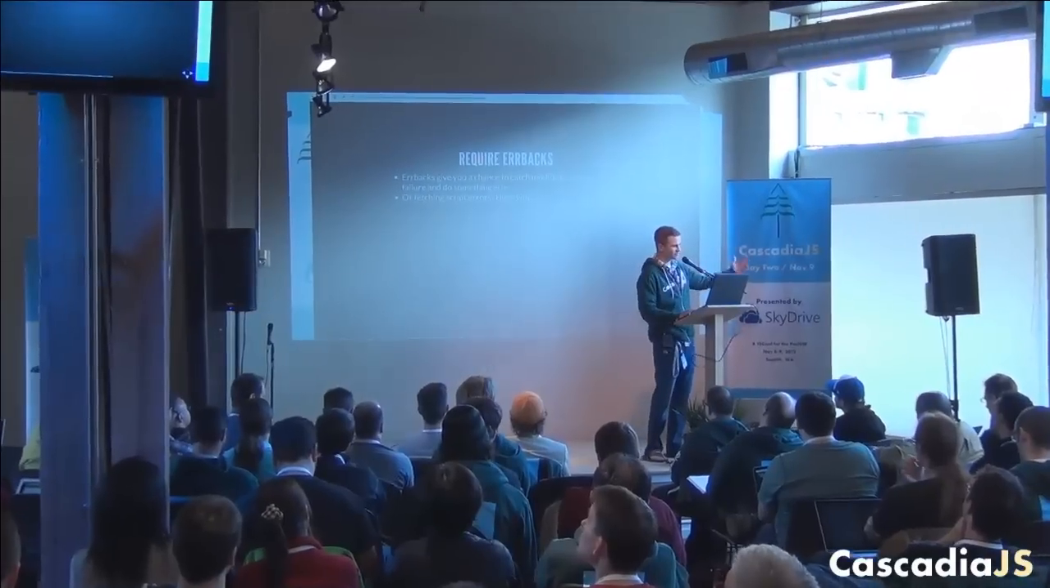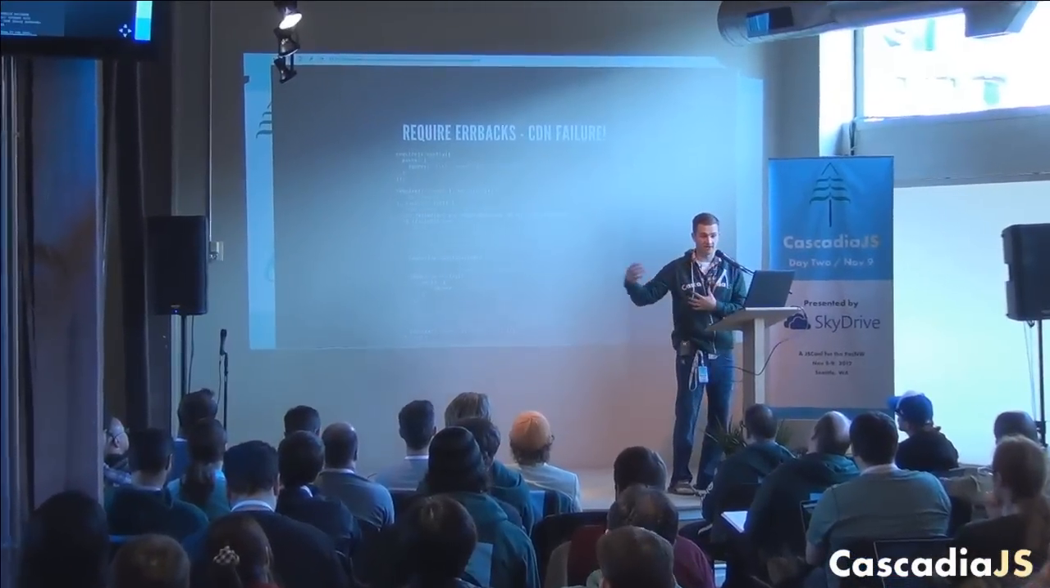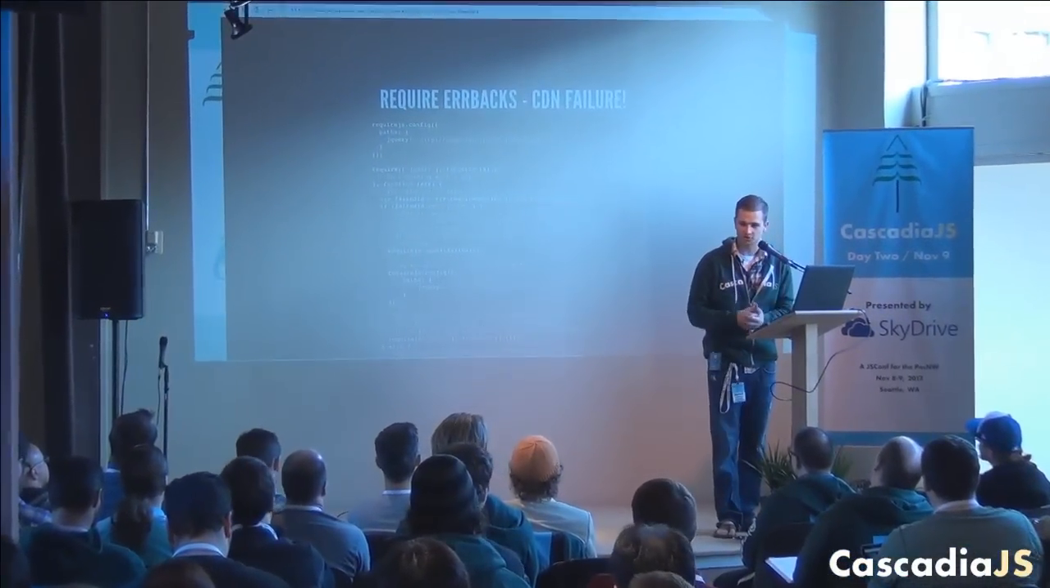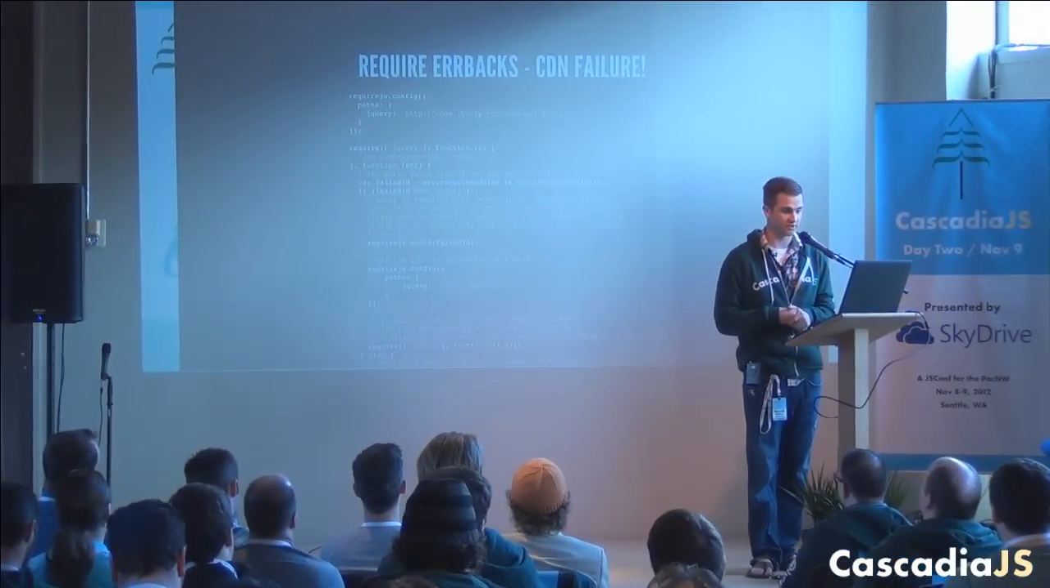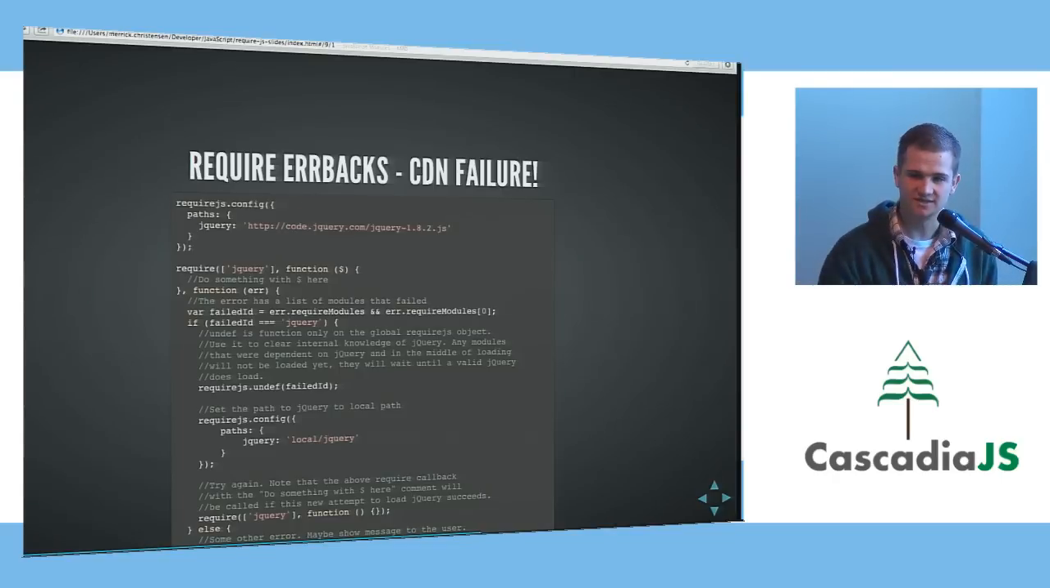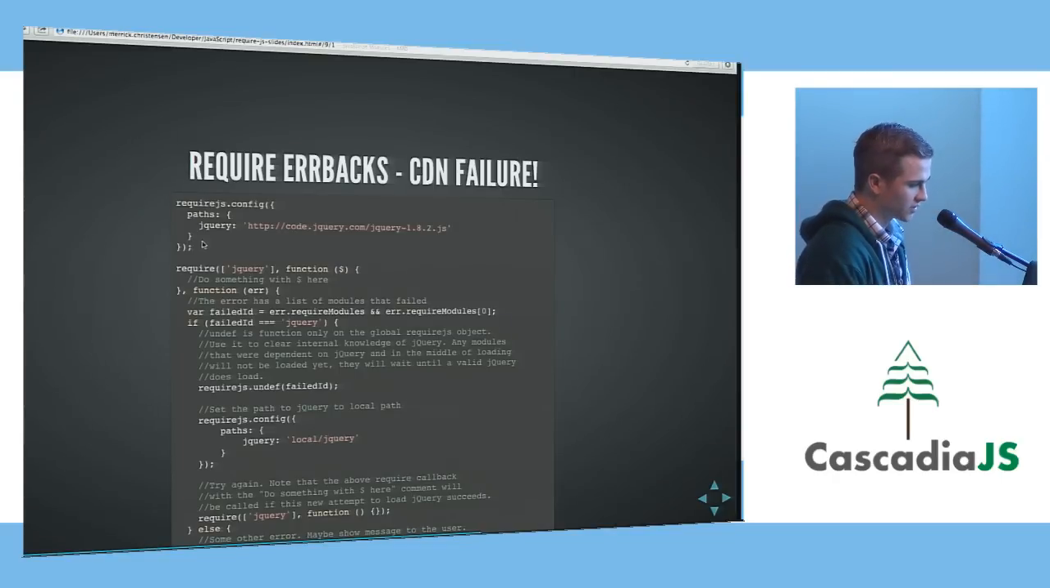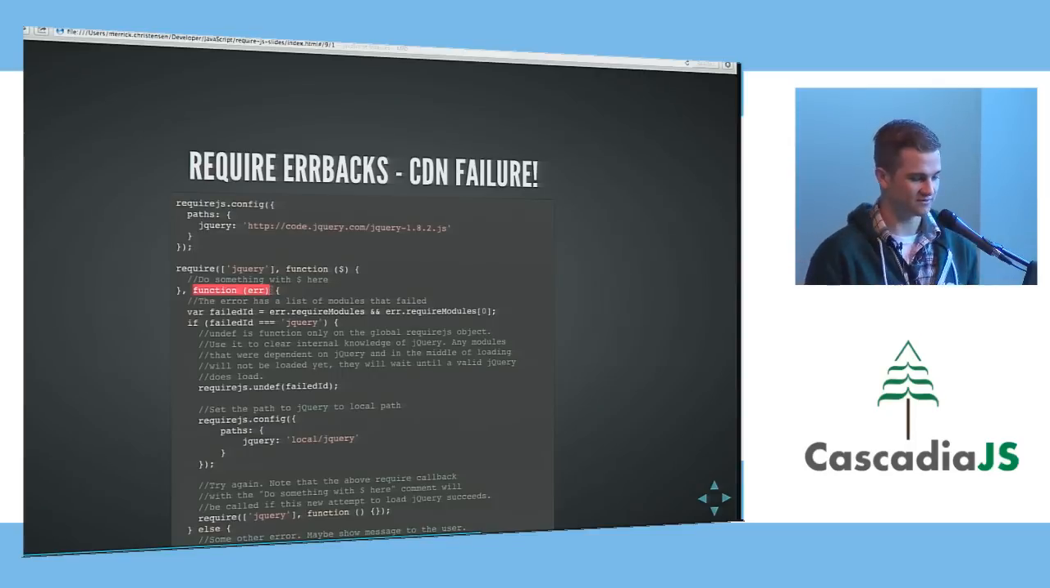So not only can you check if an error fails from loading, but you can also watch your own script errors and handle them gracefully. This is a case where if the CDN of jQuery goes down, we're going to pass this third parameter. This third parameter into the require statement lets us catch the error, figure out that jQuery was the one that failed, undefine the module, change it to a local version of jQuery, and then restart our app accordingly.